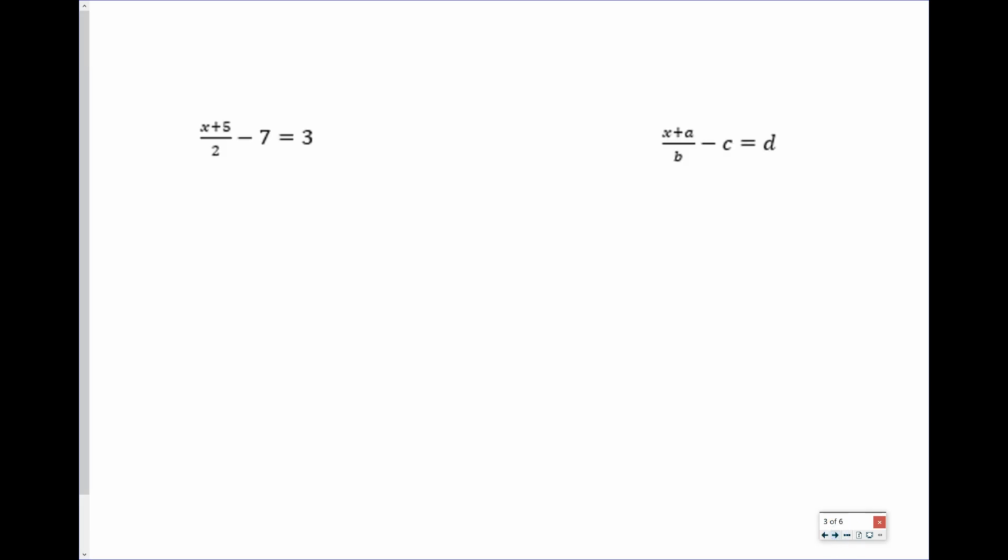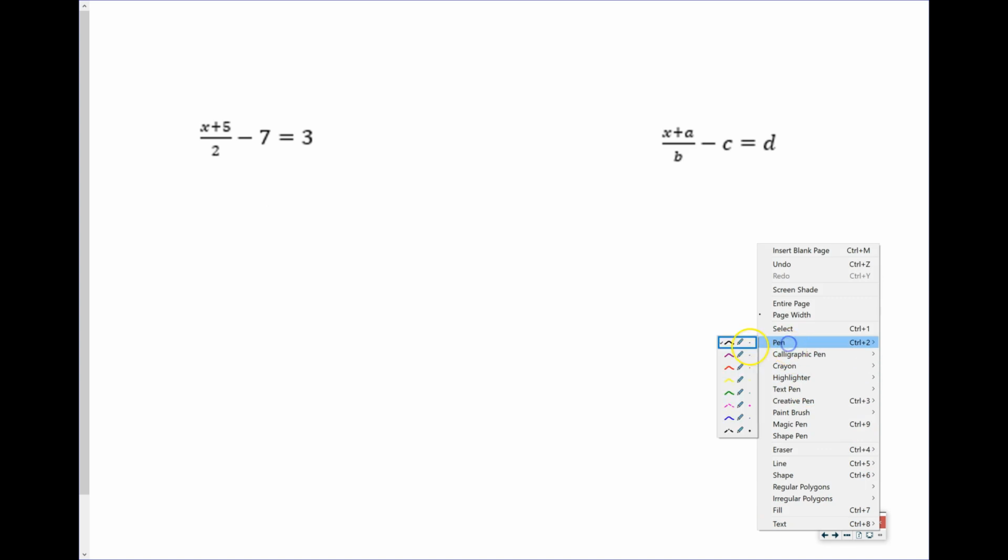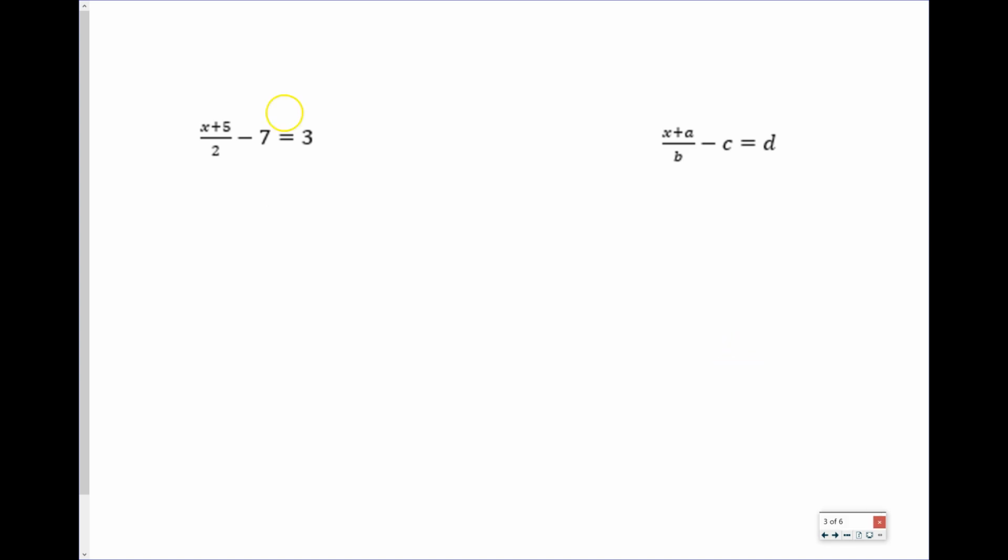Okay, let's do a second example here. I've set up two very similar problems. So here I'm going to show you what you do on either one. So on the left one, remember, I taught you guys to get rid of fractions first. And this is really important here.